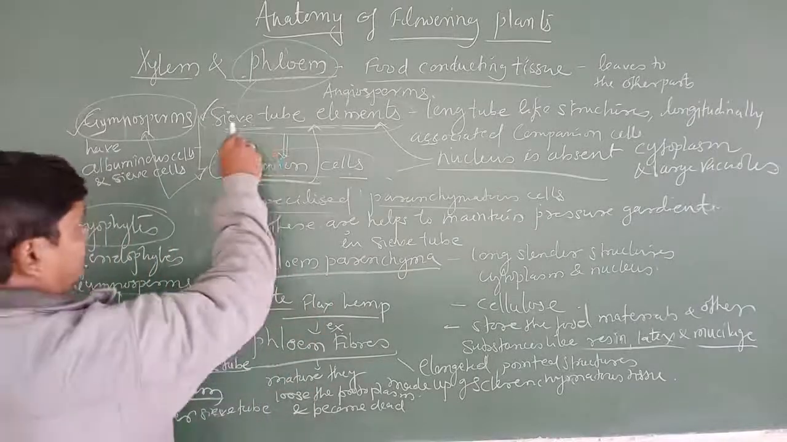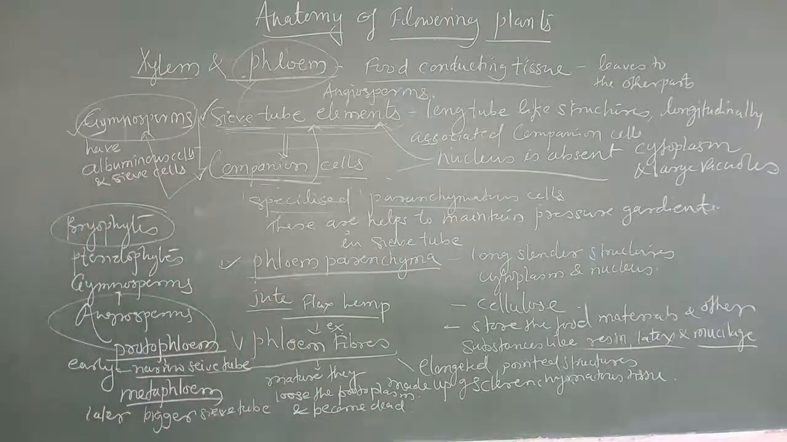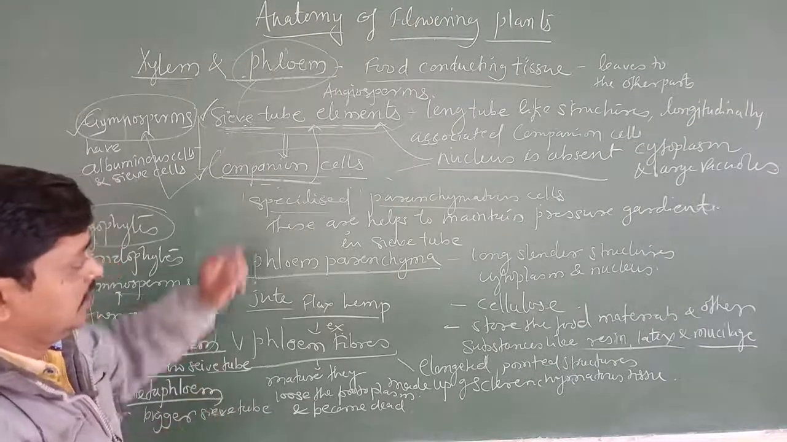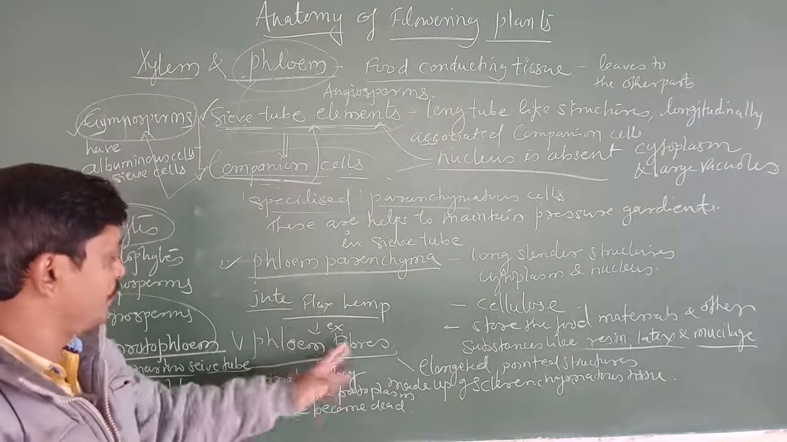Now I told you the sieve tube elements and companion cells are associated with each other, and they are joined with each other with the help of pits. Right? Next, I would like to move towards the last point, that is the phloem fibers.